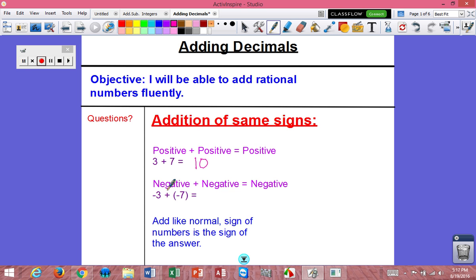Now, if both of the numbers are negative, like let's say we have a negative 3 plus a negative 7, since we're adding negatives together, all we're doing is finding how many total negatives we have. You can think of it that way. So we have 3 negatives plus 7 negatives, which means we have a total of 10 negatives. I like to say it that way. So negative 3 plus negative 7 would be a negative 10. So if the signs are the same, we're just going to add like normal, but make sure that the answer has the same sign as the numbers before.